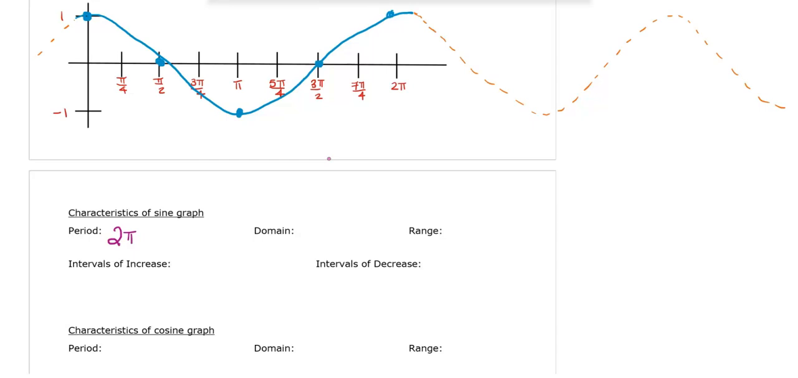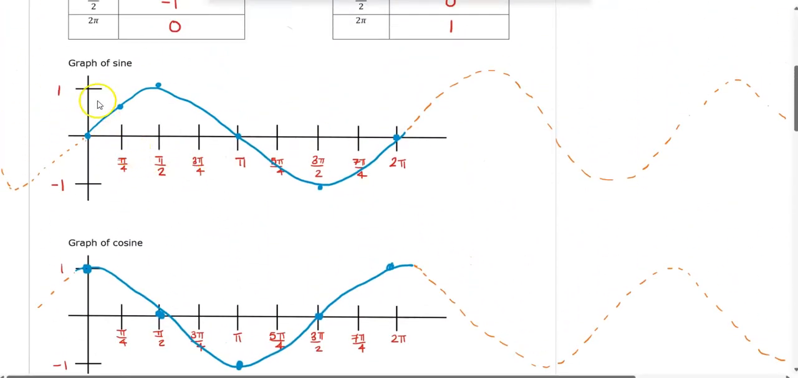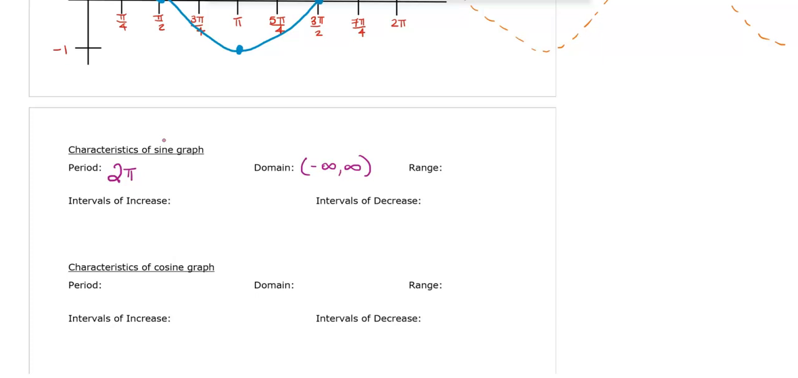It has a domain of -infinity to infinity. There are no restrictions on my x-axis for a sine function. Anything could happen. My range, however, could I have -2 in my y values? Well, if you look at the graph that I have, my maximum is 1 and my minimum is -1. So I can't have -2 or 2. It's between -1 and 1. So that's what my range is going to be. It's going to be from -1 to 1.